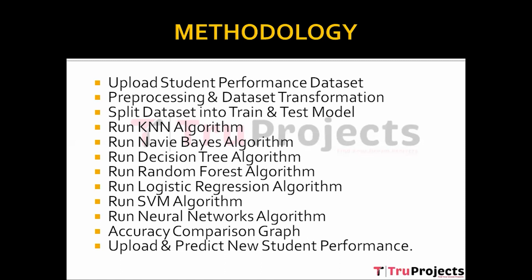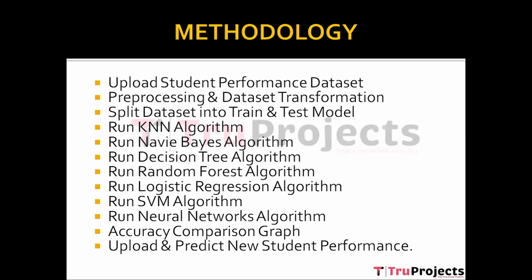The next one, run decision tree algorithm. In this module, we are going to feed the training dataset to the decision tree algorithm, train the model and build it, and then test the algorithm with the test dataset to predict and calculate the accuracy score. The next module, logistic regression algorithm. In this module, we are going to build the logistic model and train it with the training dataset, and then test it with the test dataset, then predict the output as accuracy.